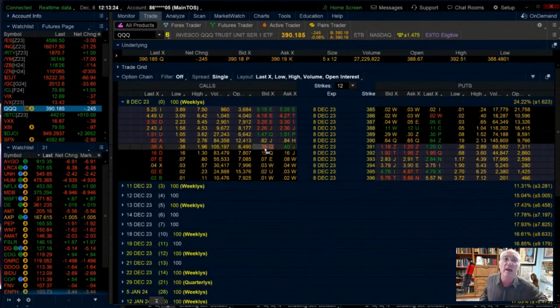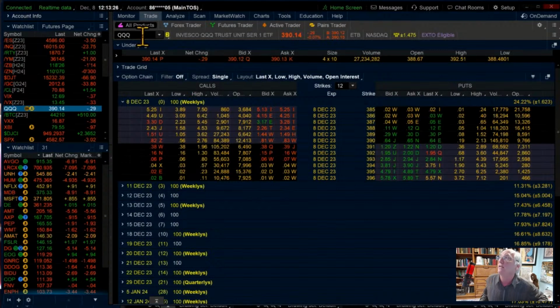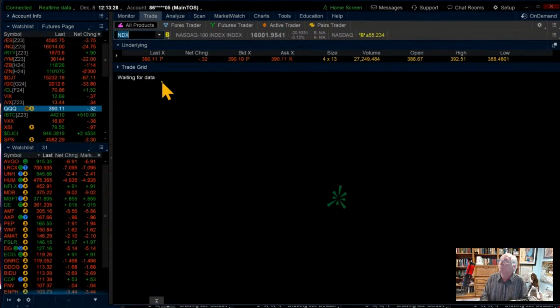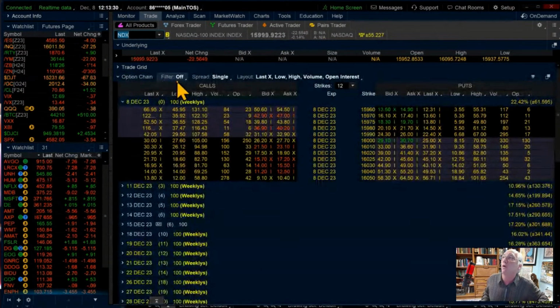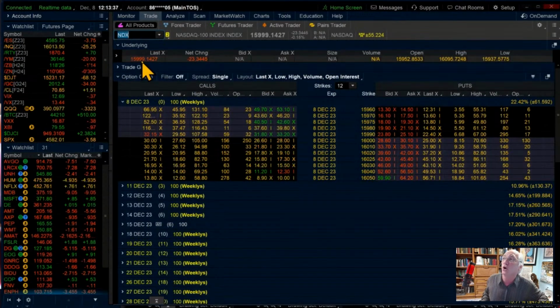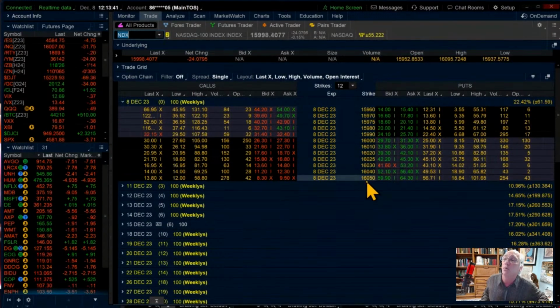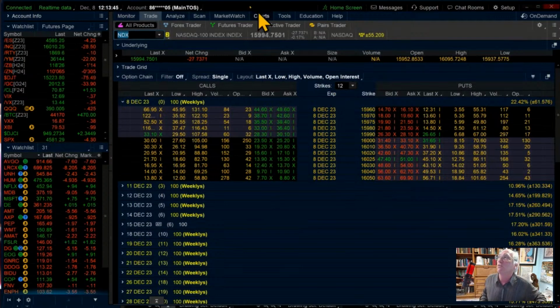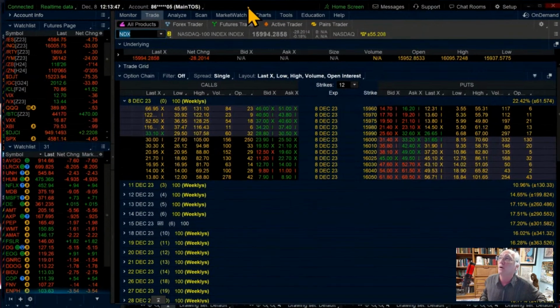So, yeah, you could do that, but that's the way I do it. NDX, that's too crazy for me, and it's too wide. Now, theoretically, sure, you could go and do something like 16.1, but I'd rather mess with the QQQ.